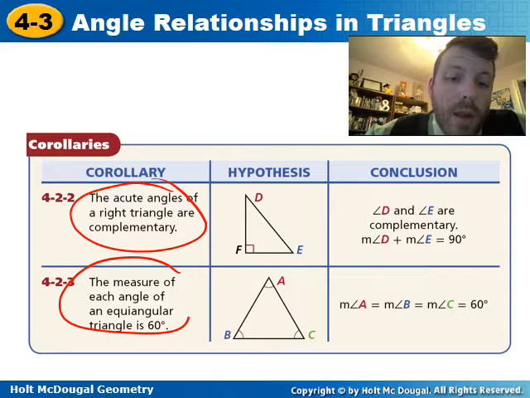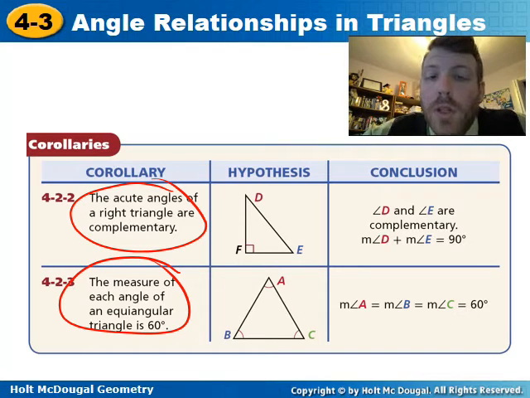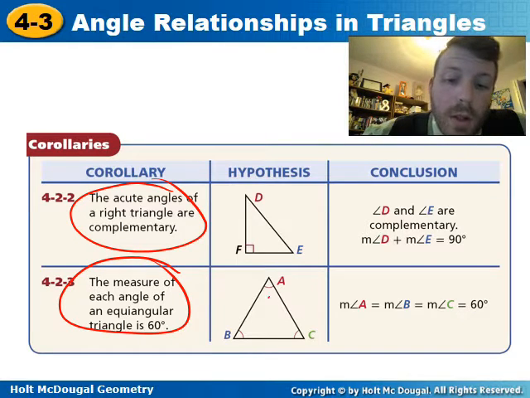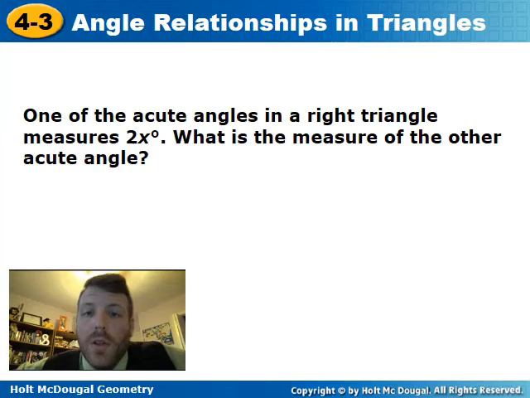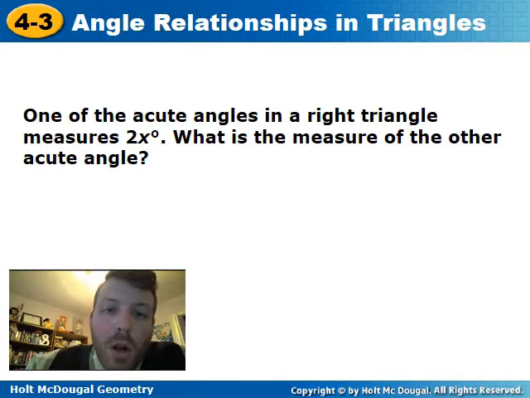And the measure of every angle in an equiangular triangle is 60. Again, that means all of these are 60. So these equal 90, these equal 60. All right, so let's look at a quick example. One of the two acute angles in a right triangle equals 2x. What's the measure of the other one?